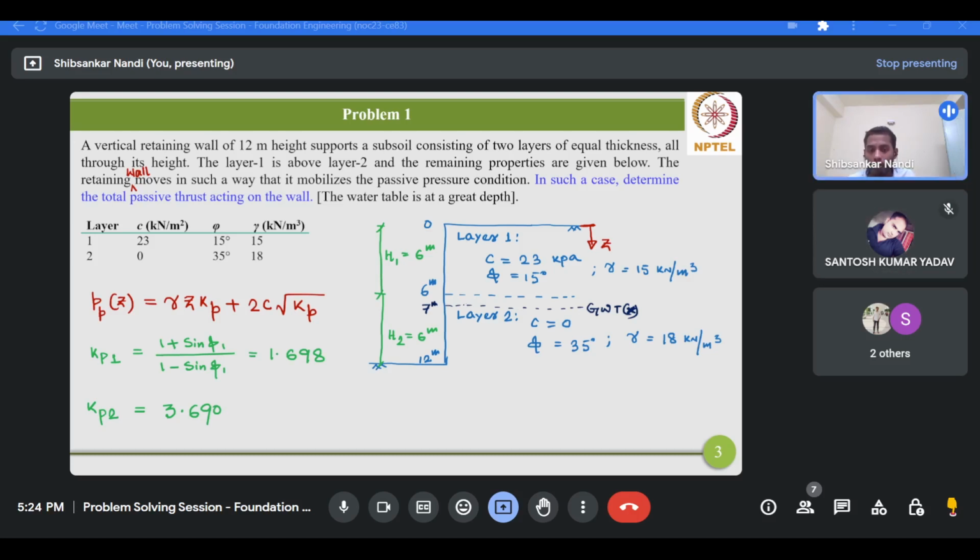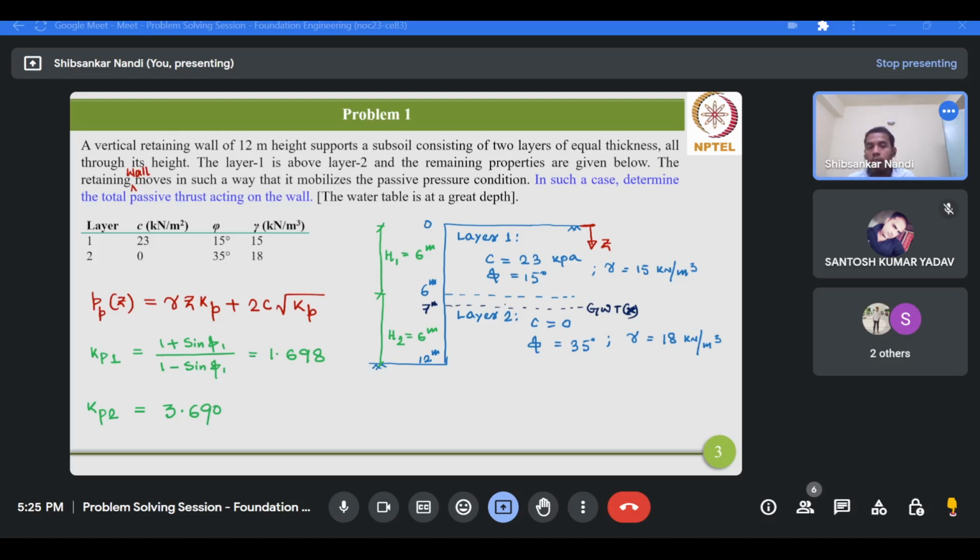Let me finish. Right now we are basically dealing with the 7 meter level. We are not dealing with the 12 meter level. So we are basically moving from the top towards the bottom. We have calculated the passive earth pressure at the top, that is z equals 0 meter. We have calculated the passive earth pressure at the interface between two layers, that is at z equals 6 meter. Before that, you also have to calculate the passive earth pressure at the same z equals 6 meter, but for layer 2, which we didn't calculate. In between you stopped me, so we'll have to calculate that part also.